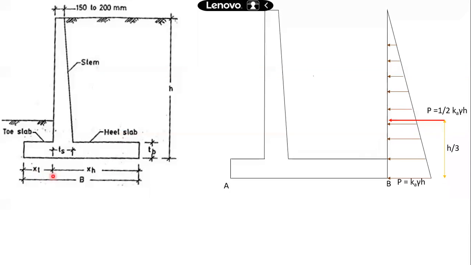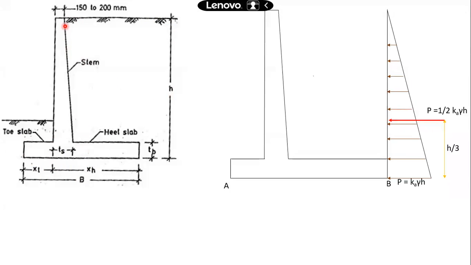These are the lengths indicated here. We'll be using some different abbreviations, but this is the length of the heel slab, starting from the front face of the stem up to this end. This will be the length of the heel slab. And starting from the face of the retaining wall, this projection is the length of our toe slab. Length of toe slab, length of heel slab, and height of the retaining wall.